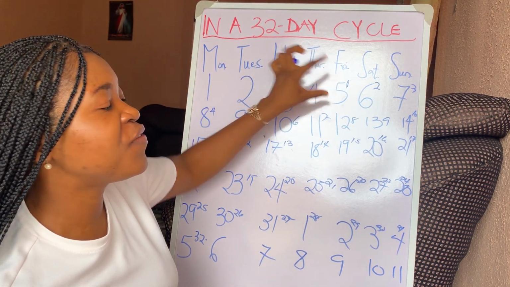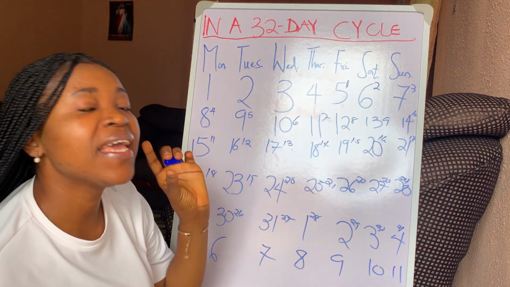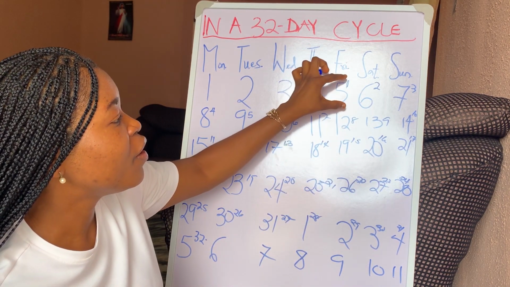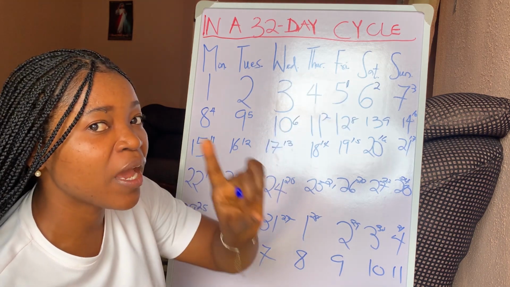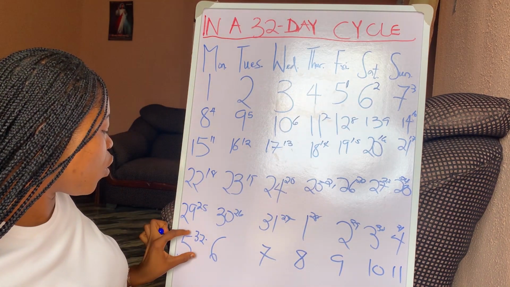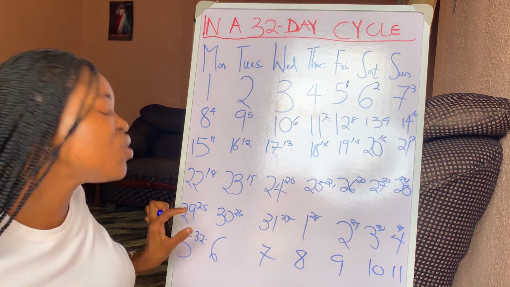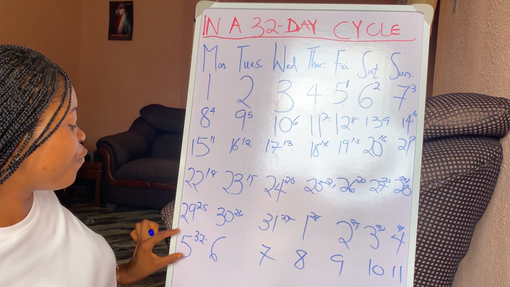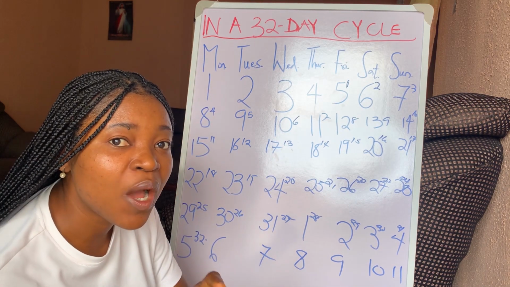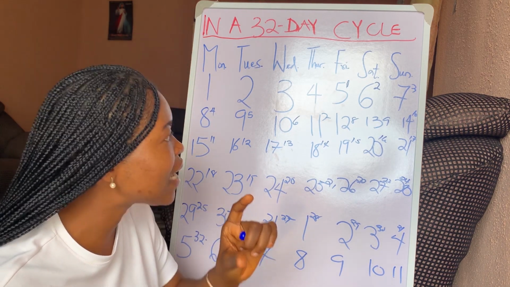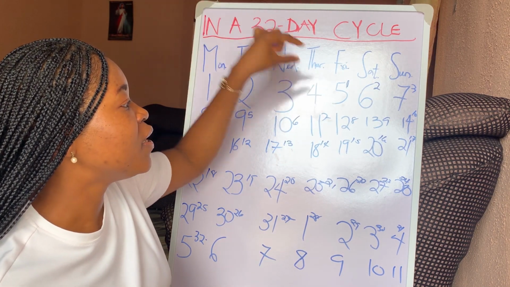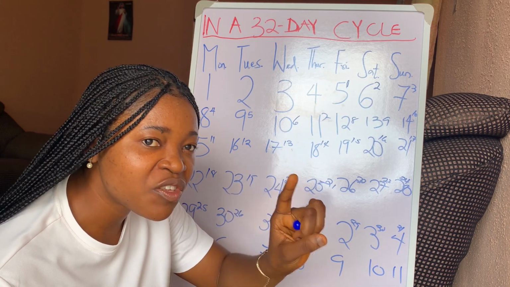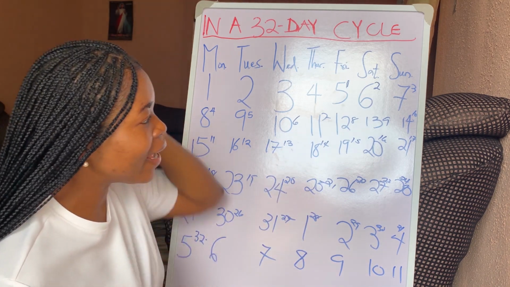3, 4, 5, 6, 7, 8, 9, 10, 11, 12, 13, 14, 15, 16, 17, 18, 19, 20, 21, 22, 23, 24, 25, 26, 27, 28, 29, 30, 31, 32. So my period started on 5th of December. My menstrual cycle starts from the 5th of December, which is my first day, and it ends on the 32nd day, which is the last day of my menstrual cycle. So 5th of January next year will be the last day of my cycle, because the 5th of December is my first day. I don't know if you get what I mean.